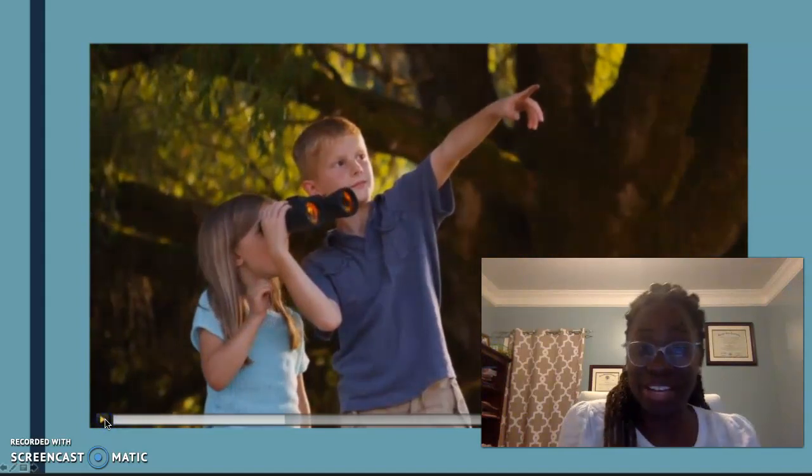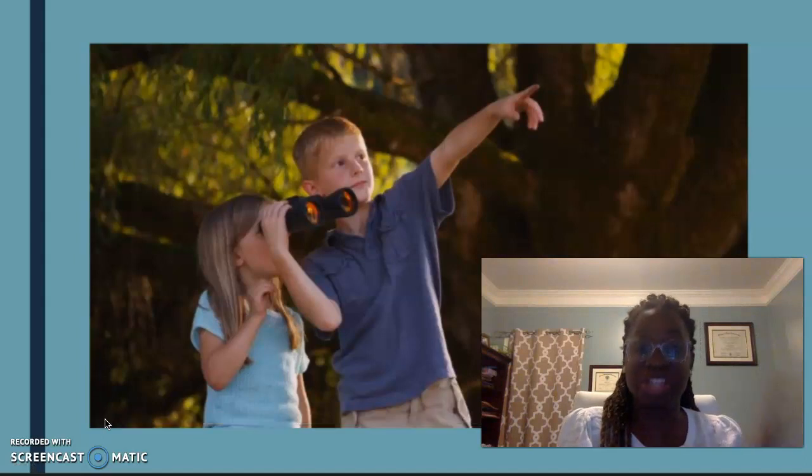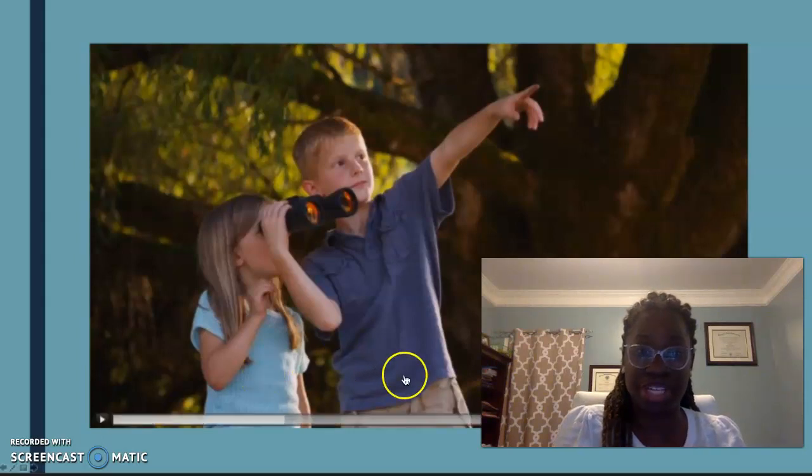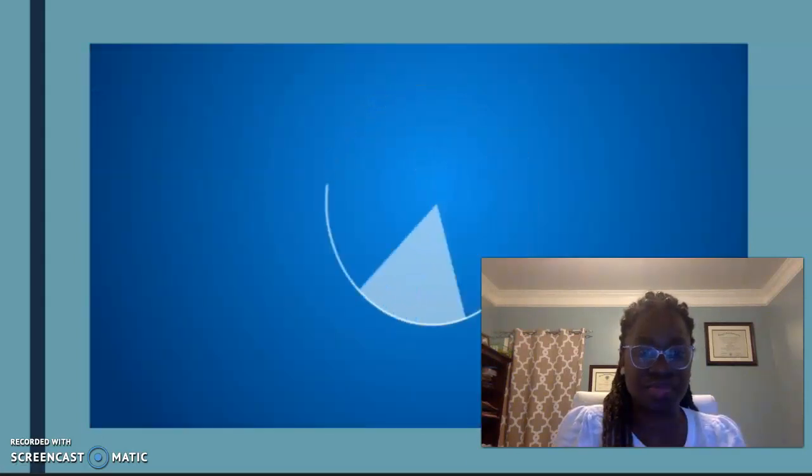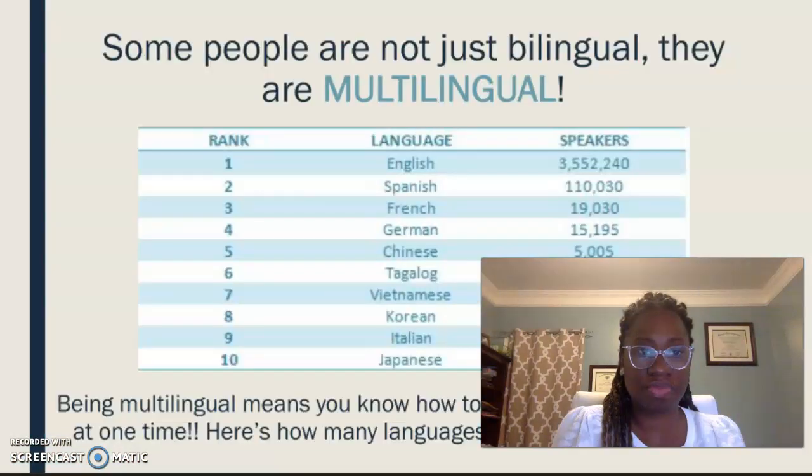Now, depending on the grade level, I don't know if this is kid friendly, but you would definitely have to stop and talk about what these terms mean, depending on the grade level of your children. So make sure you're picking kid friendly resources. So some people are not just bilingual, they're multilingual. Okay, so now we're going from bilingualism to multilingualism.